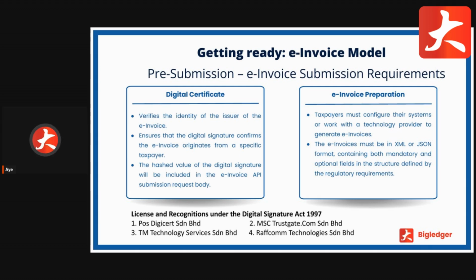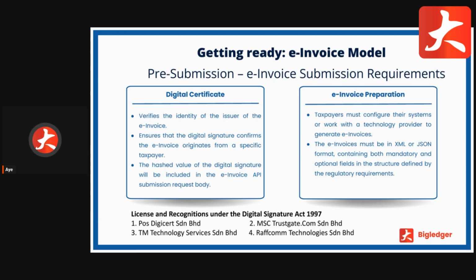Pre-submission, like e-invoice submission requirements. So before you submit the e-invoice, first one is you must have a digital certificate. So this digital certificate verifies the identity of the issuer of the e-invoice. It ensures that the digital signature confirms the e-invoice originates from a specific taxpayer. And also the hashed value of the digital signature will be included in the e-invoice API submission request body.